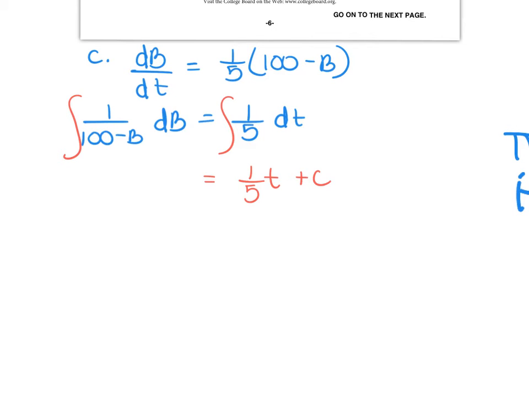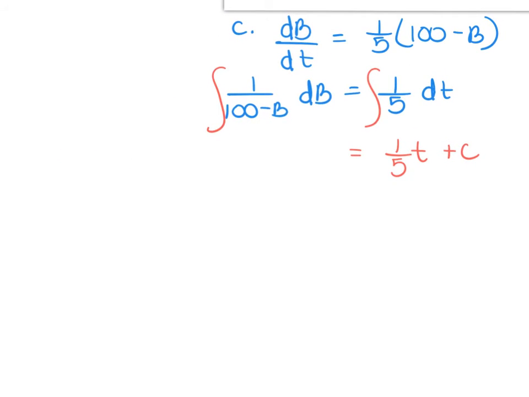On the left-hand side, since our derivative of the denominator is not 1, we do have to use substitution, okay? So I'm going to do that off to the side. I'll do it in black. So if I let u equal 100 minus b, du db will equal a negative 1, and db equals negative du.